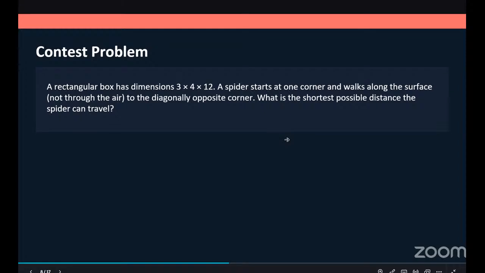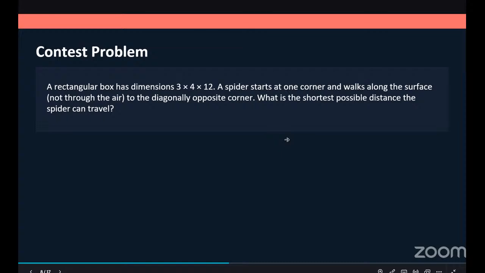Okay, so the question was a rectangular box has dimensions of 3 by 4 by 12. A spider starts at one corner and walks along the surface, not through the air, to the diagonally opposite corner. So what is the shortest possible distance the spider can travel? So we start with the spider staying on the surface. So the shortest path is not through the box. So we can make this easier to see by unwrapping the box in a way. So we combine two of the sides and then keep the third as the other dimension.